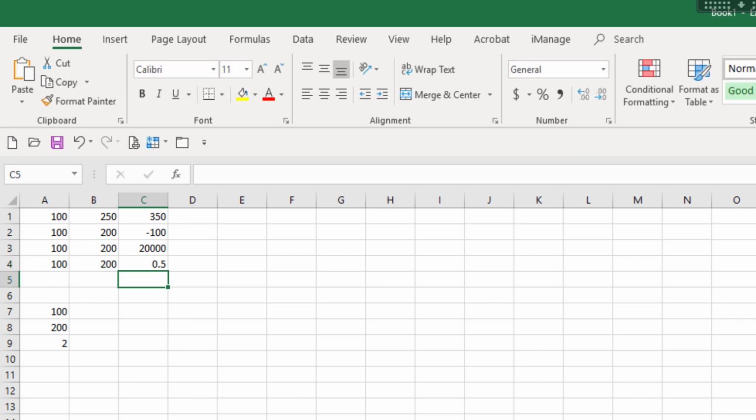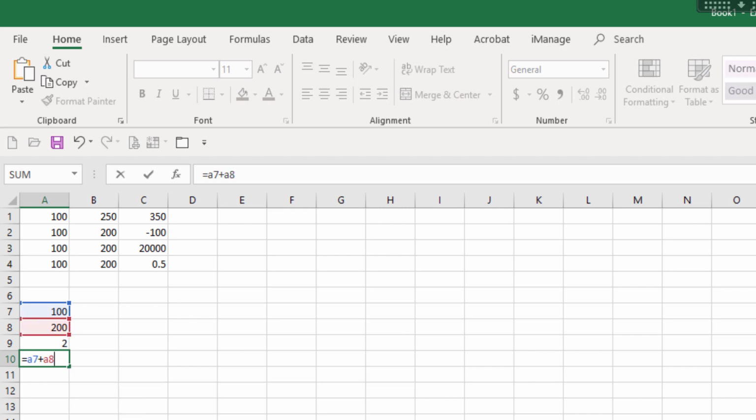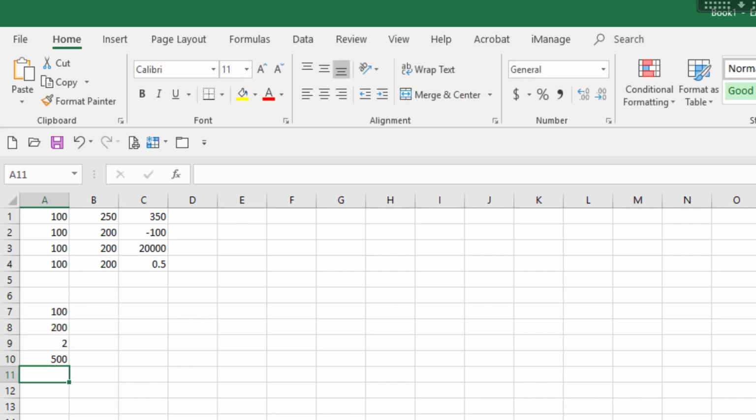Please keep in mind that order of operations is also in effect. I have these values here. I'm going to do equals A7 plus A8 times A9. If I calculated this left to right, I would do 100 plus 200, which equals 300, times 2 would be 600. However, my result is 500.